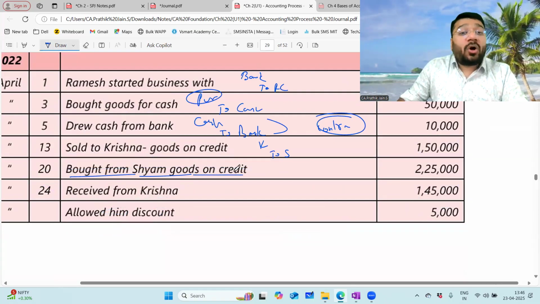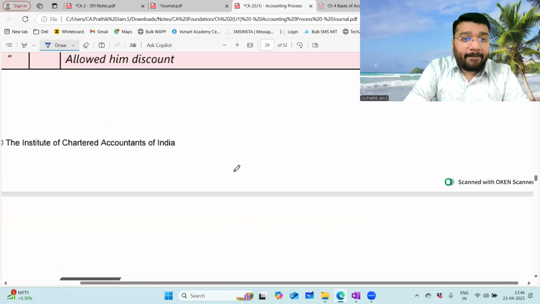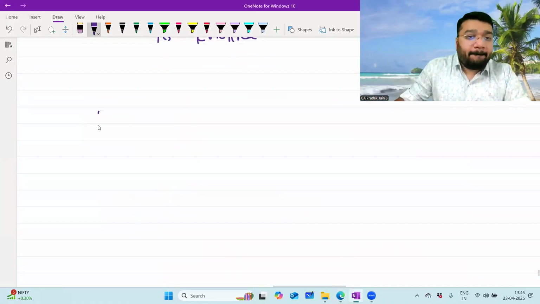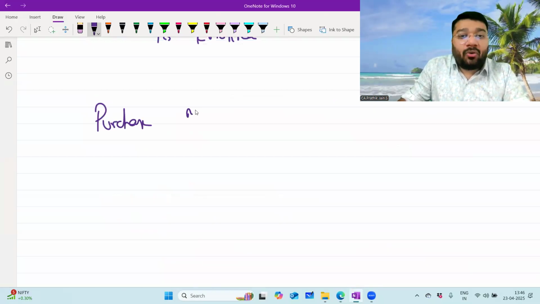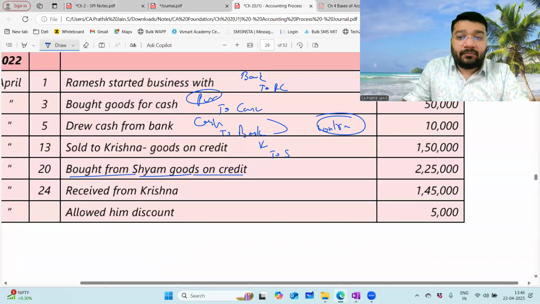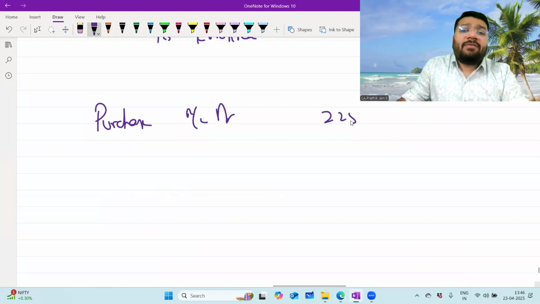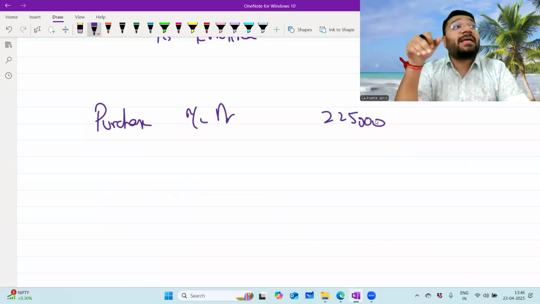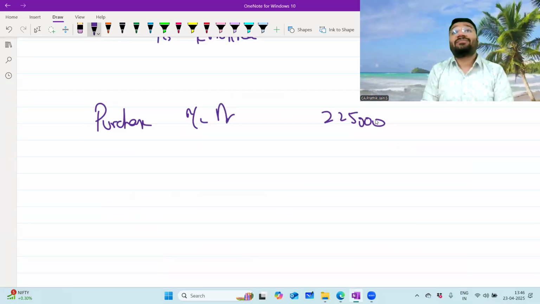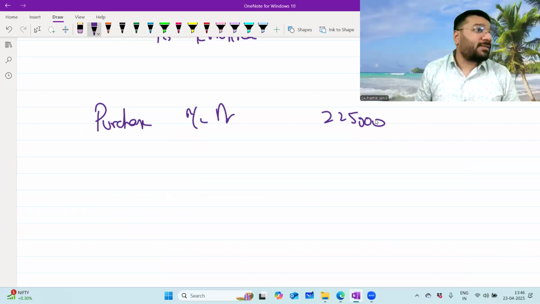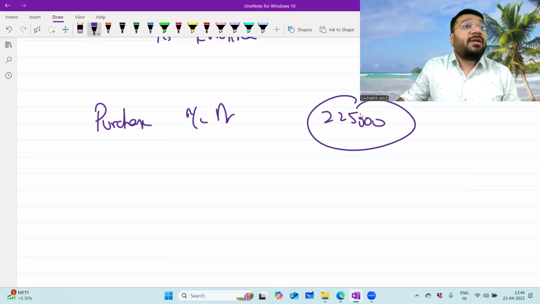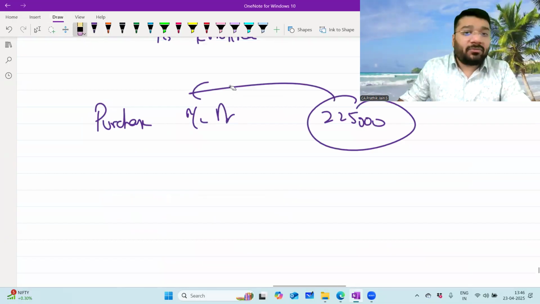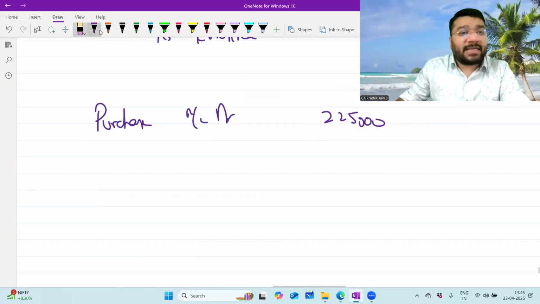Bought goods from Sham on credit. Purchase account debit. How much? 225. Why debit 225 in the purchase account? It is an expense. Why did you record this expense specifically in the purchase account? Because we promised to sell this. So this 225, being an expense, is allowed to be recorded in the purchase account only when you promise to sell. Otherwise not.